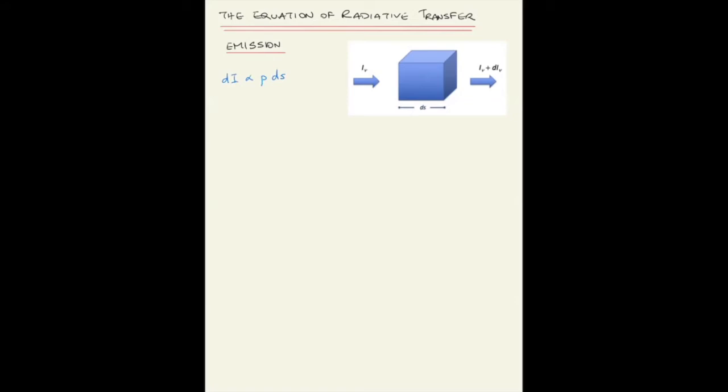So again, to make this an equality, we define a quantity that is going to be the proportionality. Call the quantity the emissivity and call it j. Again, the j is a function of the frequency because the material can emit a lot in one wavelength but not in another. So the intensity that is coming out of the beam is the original intensity added to the integral of j rho ds.